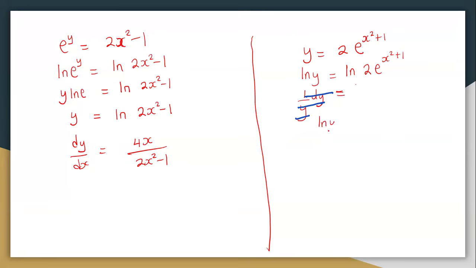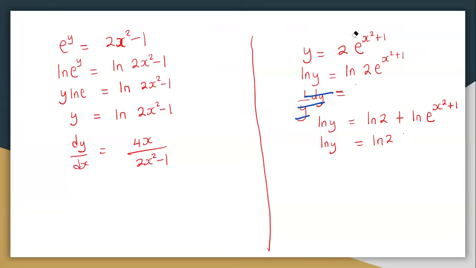Okay. So ln of y is equal to ln of 2 plus ln of e to the x squared plus 1. Can you first simplify it further on the right hand side? Yes, simplify it further before we differentiate. Simplify this side for me. I got the value of ln 2. I don't know if that's right.